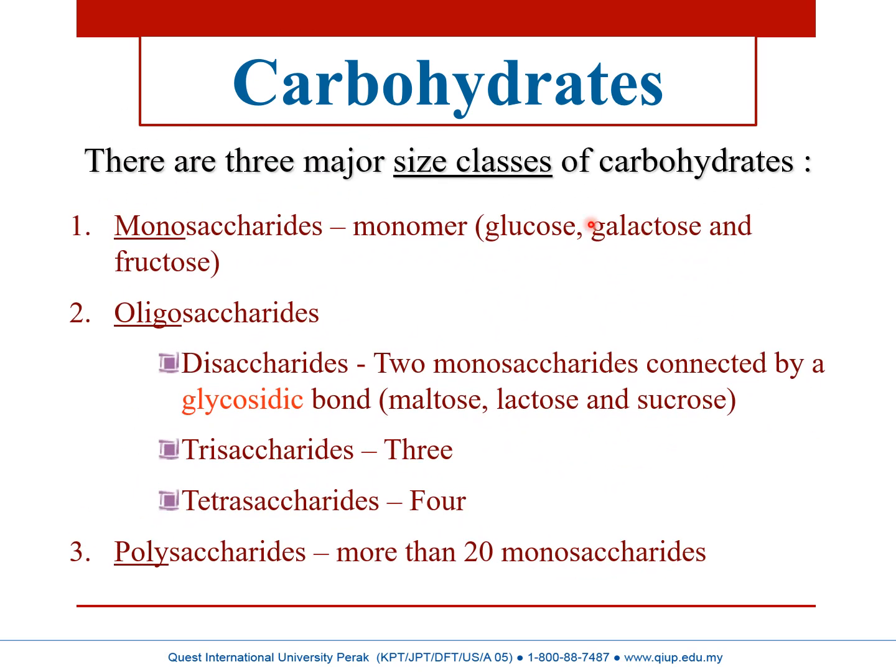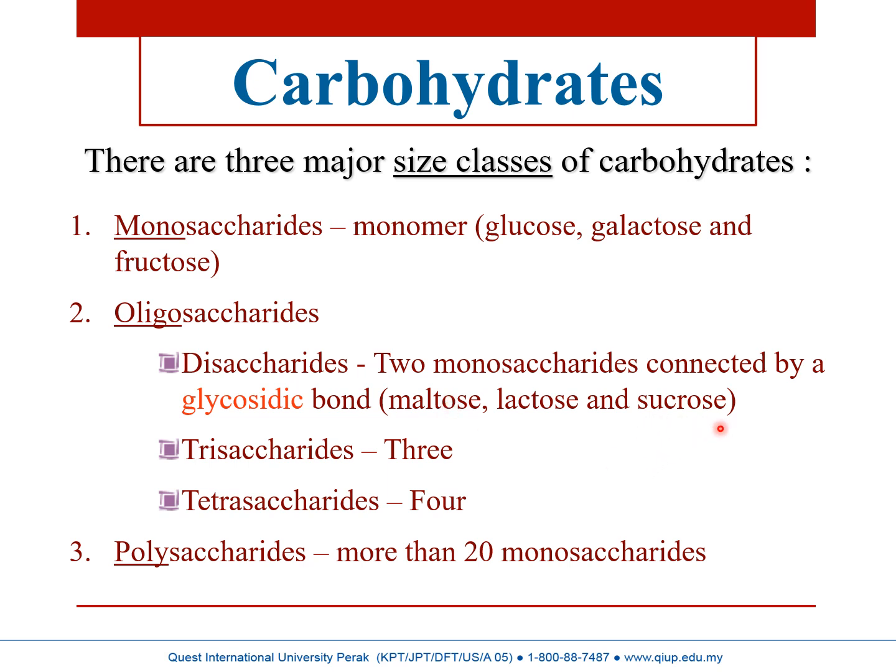The three major size classes of carbohydrate: there are many ways to classify carbohydrates. This is one way, not necessarily the only way. Monosaccharides are simple sugars, also referred to as monomers, and monomers can be joined together to become disaccharides, two monomers such as glucose and glucose, which gives maltose. Galactose and fructose can also be combined. For instance, glucose and fructose combine to become sucrose.